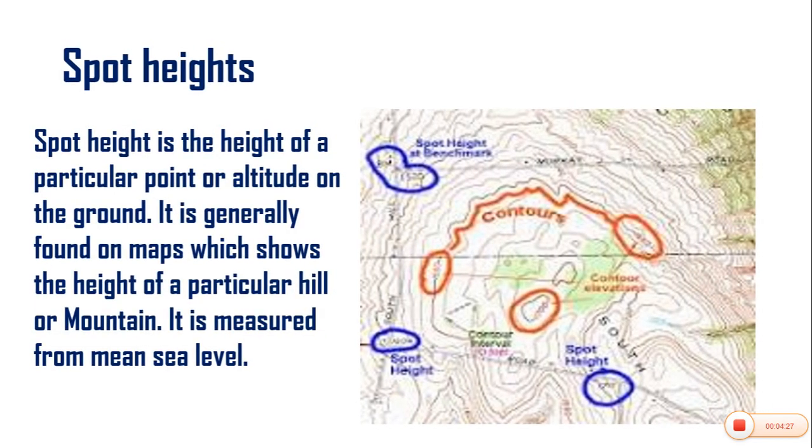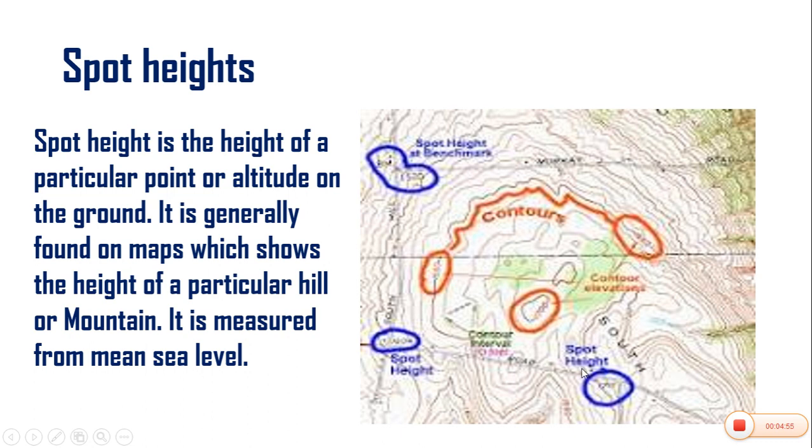Now another feature we'll be looking at is the spot height. A spot height is the height of a particular point or altitude on the ground. It is generally found on maps and shows the height of a particular hill or mountain. It is measured from mean sea level. We have an image on the screen and we are seeing spot heights and a benchmark. This is a spot height. This is a contour. The area where my cursor is touching, it's a spot height.